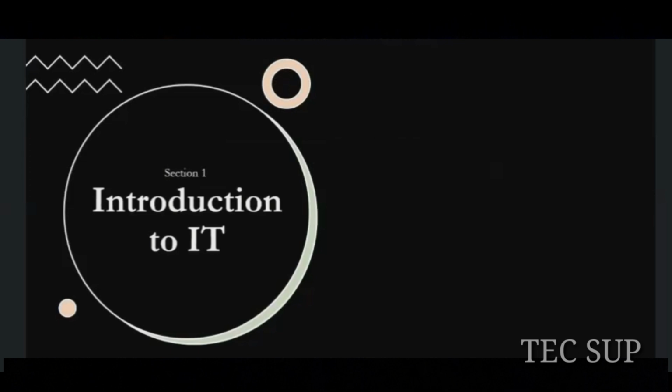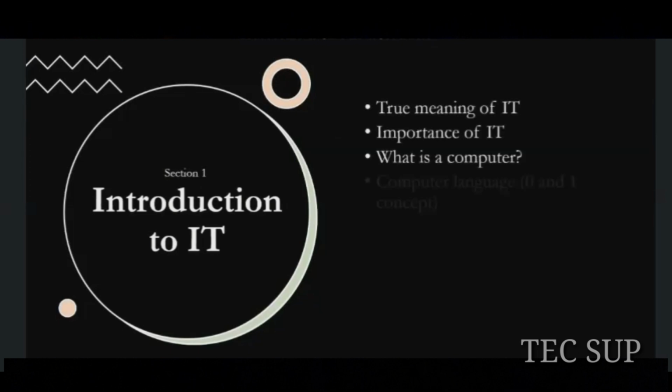In section 1, we'll talk about the introduction to IT. That is the meaning, the importance, and we'll talk about computer language, 0 and 1. We all talk different languages in humans, but in computers, there are no languages like English or Chinese. We'll talk 0 and 1. Then every section will have quizzes and handouts.